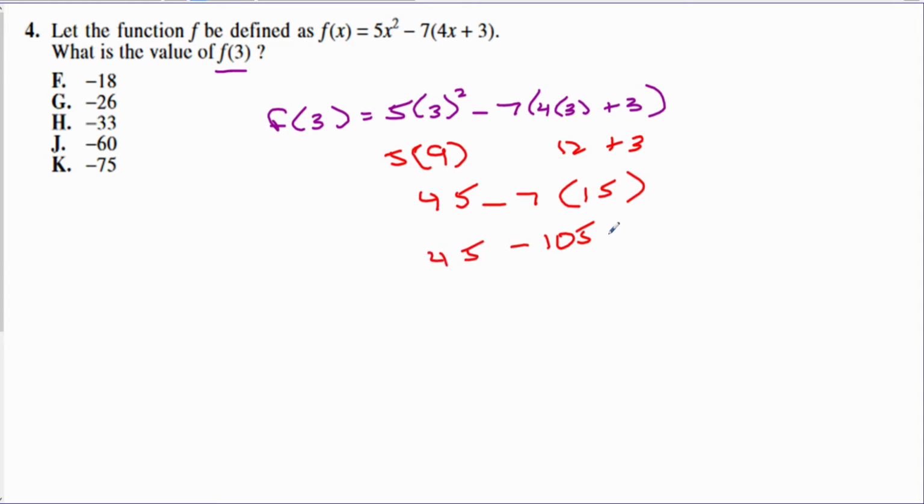So 45 minus 105. Again, this is something you should double check on your calculator. Be sure that you're right. Looks like it's minus 60 in this case. So that's going to be our correct answer for this one. F of 3 is minus 60.